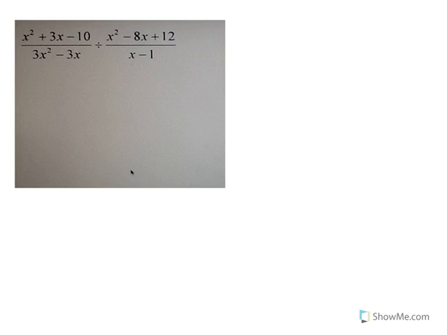So when I do this one, I'm just going to rewrite it, and then I'm going to change it into a multiplication problem. Actually, I'm going to use the dot symbol. I definitely prefer the dot symbol when I'm using x as a variable. So it's going to be x minus 1 over x squared minus 8x plus 12.